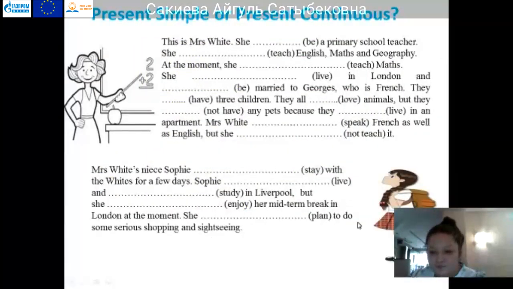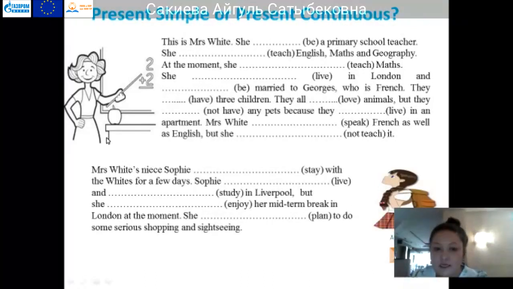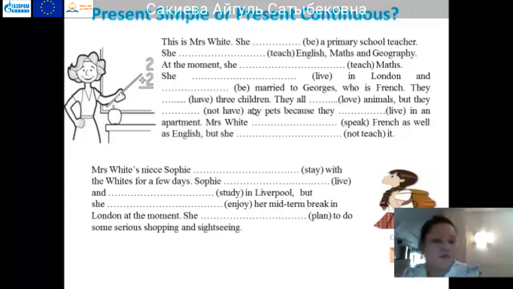Okay, guys. Look at this sentence. Look at these two exercises for 1 minute, very quick, 1-2 minutes. And again, complete the sentences using present simple or present continuous. Can you read it on your own? Okay, read the whole 2 texts at first and then try to complete it.